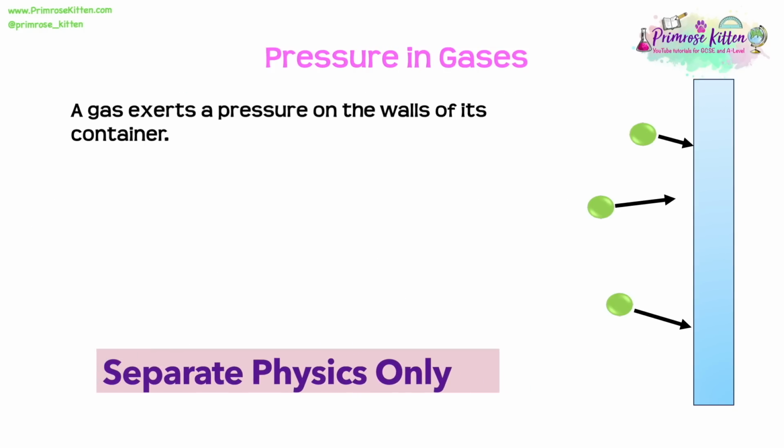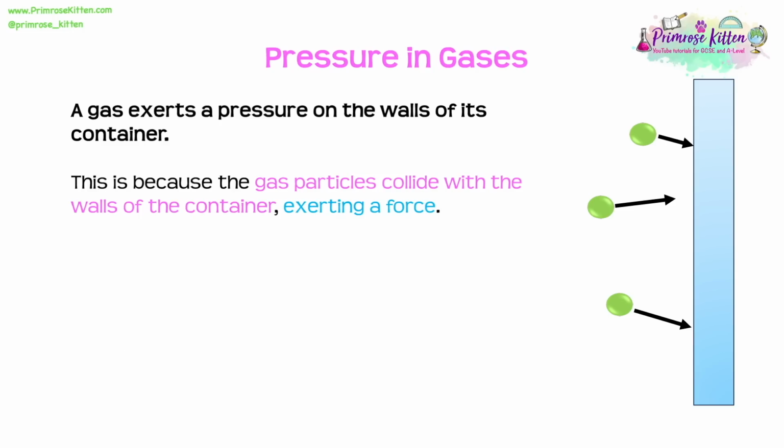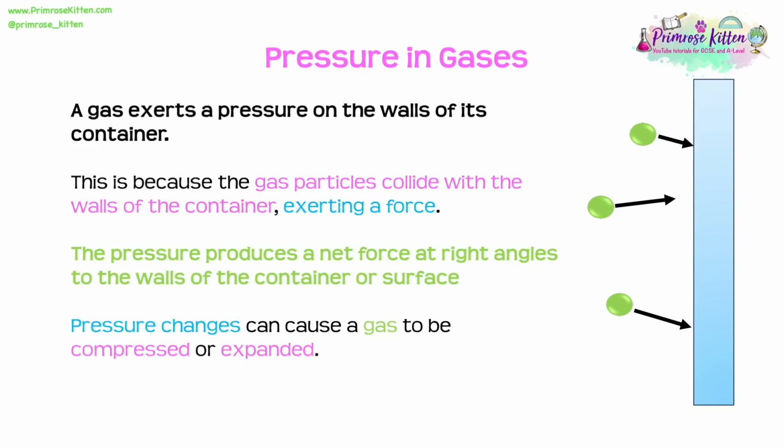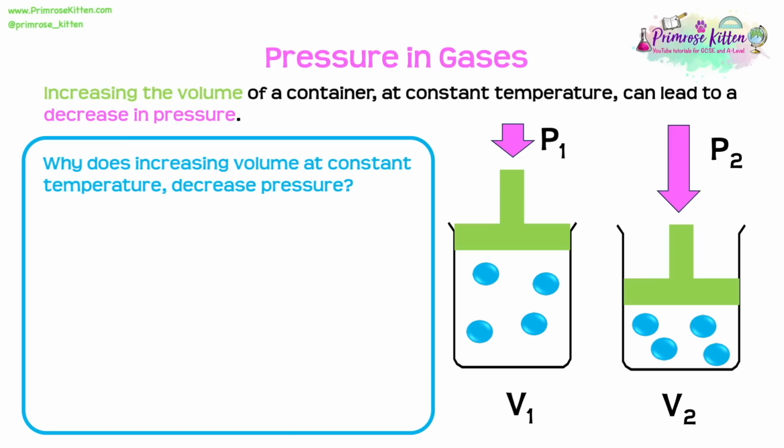It's important that we know that gases exert a pressure on the walls of a container. The reason for this is that the gas particles collide with the walls of the container, exerting a force. And so the pressure produces a net force at right angles to the walls of the container or the surface. And pressure changes can actually cause a gas to be compressed or expanded. If we were to increase the volume of a container at a constant temperature, we're going to see that the pressure decreases. Let's have a think about why increasing the volume at a constant temperature will decrease the pressure.